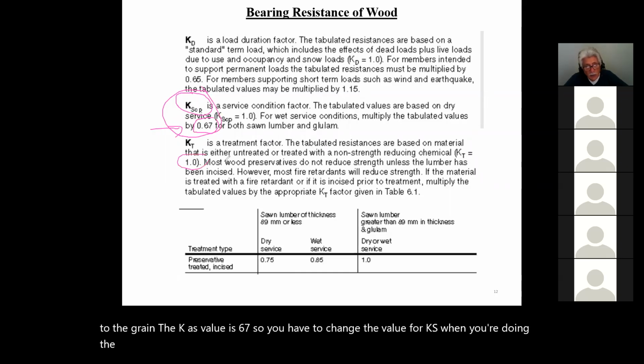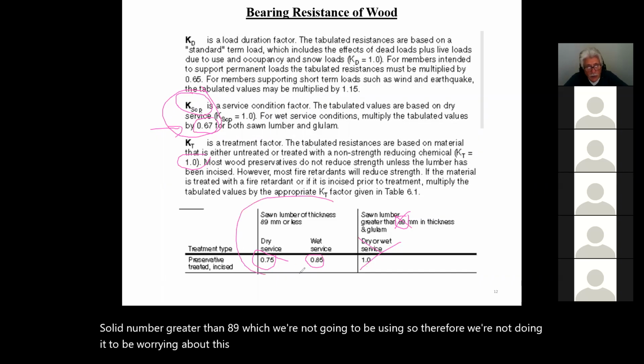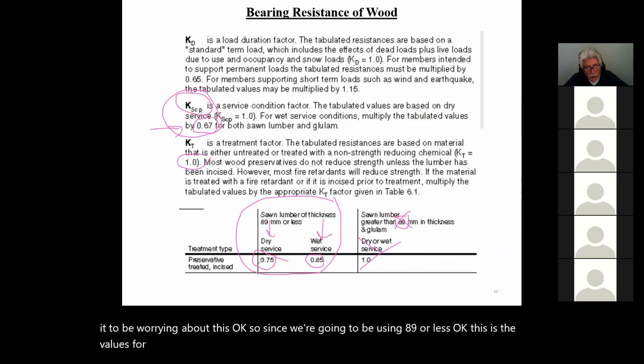And the KT values, here, 0.67 for dry. Here for wet. And this is for sizes greater than 89, which we're not going to be using. So therefore, we're not even going to be worrying about this. Since we're going to be using 89 or less, these are the values for KT. If KT is dry, then it's 0.75, KT wet, 0.85. And this is just for bearing. And we're going to be applying these in one of the examples, so don't worry about it.